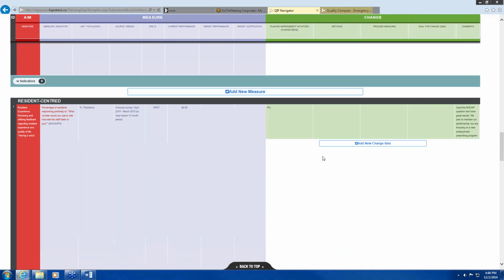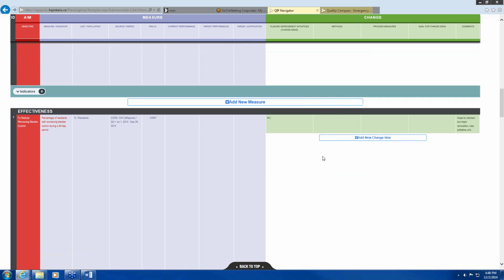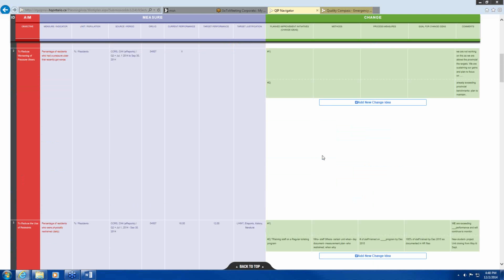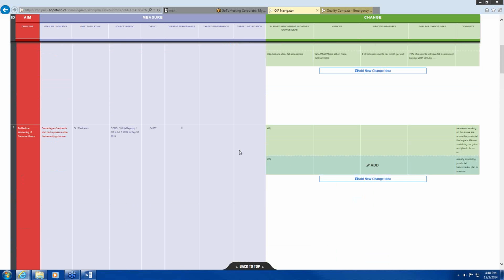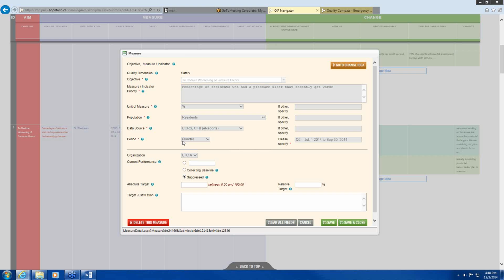Okay. There was something about number 2. Can people see what's wrong with number 2? For number 2, we actually added the current performance, did we? Yeah, it was suppressed. So we'll take that out and save and close it.